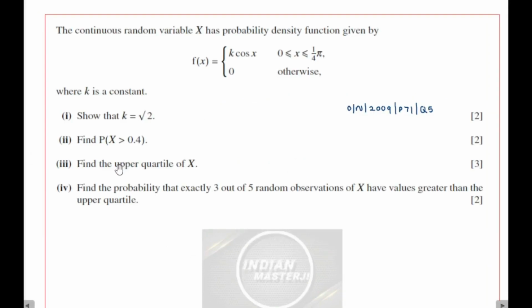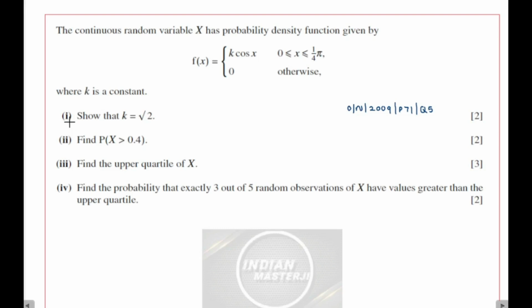This question is from October-November 2009, paper variant 71, question number 5. What is the question saying? The continuous random variable x has a probability density function given by f of x is equal to k cos x when x is between 0 to pi by 4, and f of x is equal to 0 otherwise, where k is some constant.